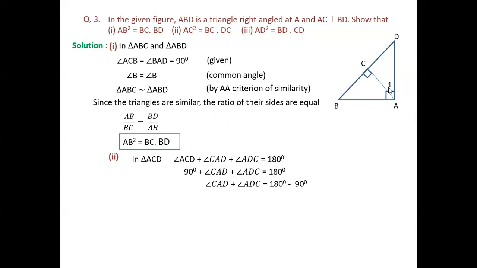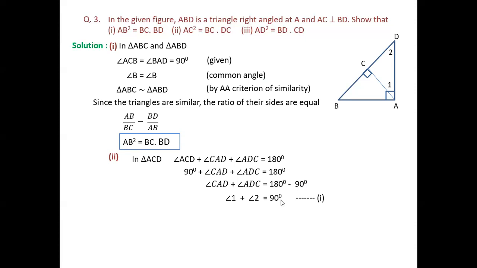So this angle and the second angle here, that is ADC. This is one angle. That means angle 1 and angle 2 together is 90. So you can write angle 1 plus angle 2 is 180 minus 90, which is 90. Let us take this as the first equation.